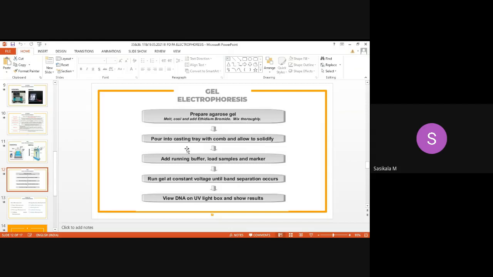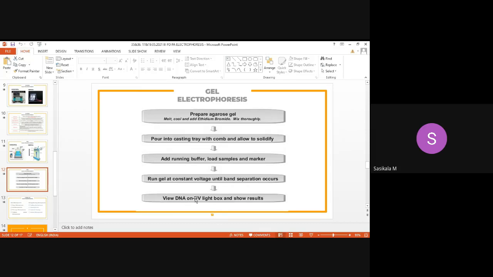So prepare the agarose gel in this manner and then pour it into the casting tray with a comb and allow it to solidify. Add running buffer, load samples and marker. The marker will be your standard samples, which will be compared with the samples you need to separate and find out. Then run the gel at constant voltage. Voltage should not be altered throughout the separation. If you fix some voltage, that will be constant, until band separation occurs.